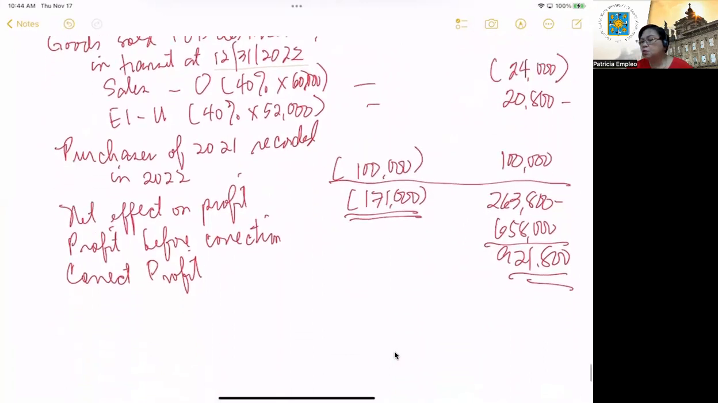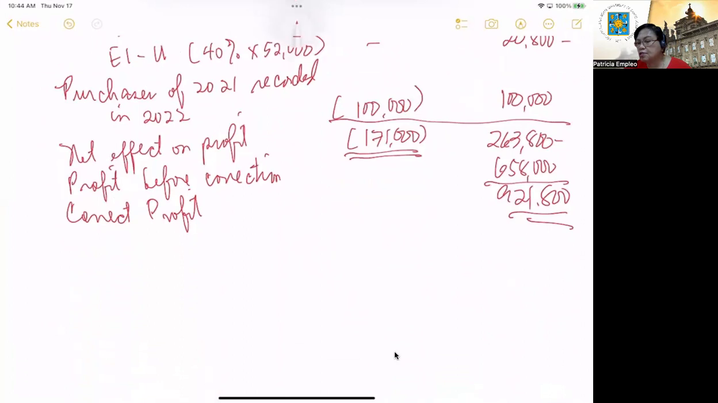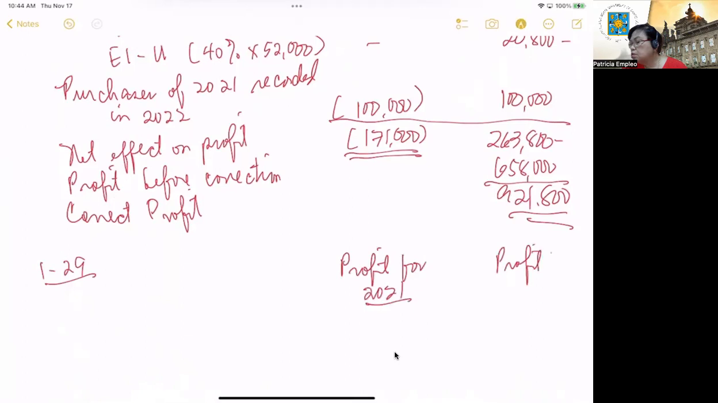So to reinforce, we will be using also the next exercise, 1-29. You are required to compute the adjusted income before taxes, so that is profit before taxes for the year 2021 and 2022. So profit for 2021 and profit for 2022.